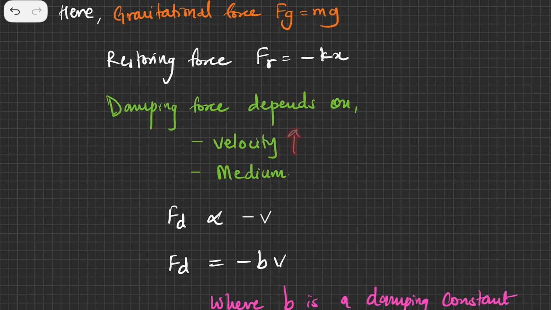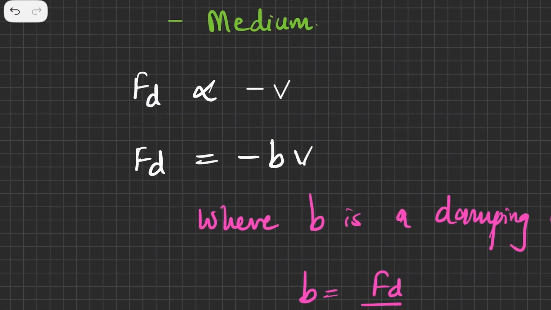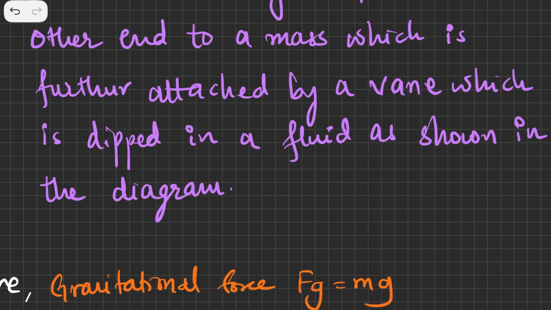Higher the velocity, higher the damping force. Lower the velocity, lower the damping force, and it also depends on the medium. So I am writing that in an equation. Fd is directly proportional to minus of V. Now again, why has this minus come?